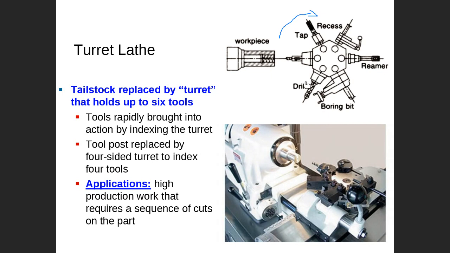It's kind of you setting a machine at the beginning before you do machining, and then it's quick, instead of every time you have to clamp and unclamp the tool and so on. Here, this one, it's kind of automation, a little bit of automation added here for faster production rate. So tailstock replaced by turret, also tool post is replaced with the turret, and tool rapidly brought into the action by indexing the turret. Application for high production work that require sequence of cutting tools.